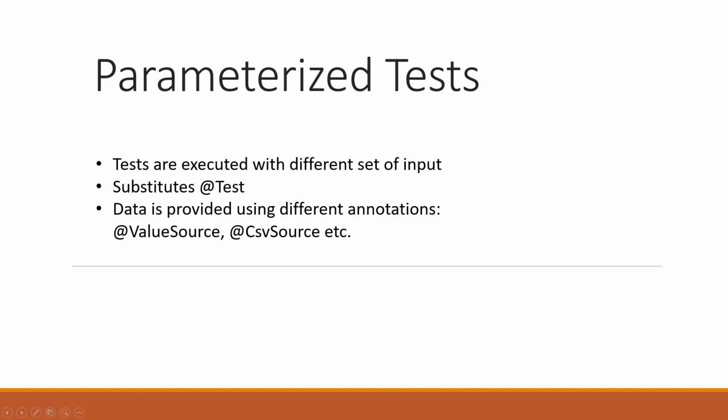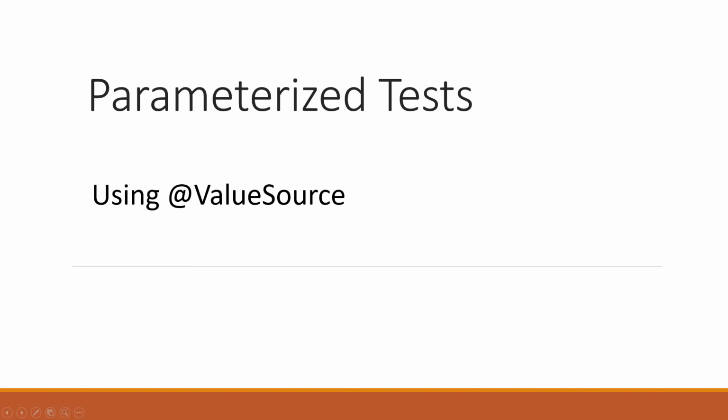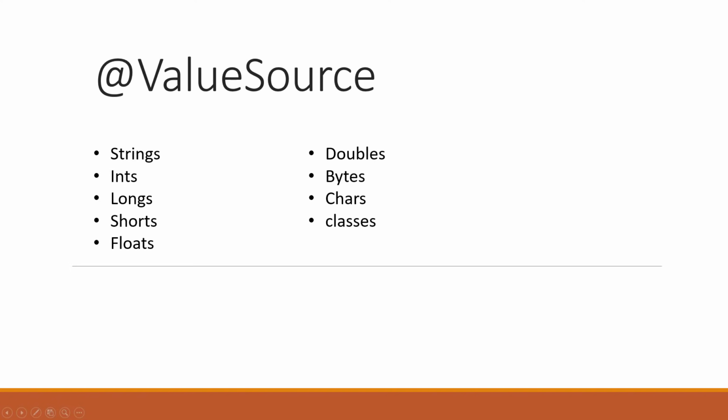So the first one is the value source annotation. By using this annotation, we can provide the input directly as a parameter value to the annotation. And the value source annotation supports different types of literal values like strings, int, double, float, etc. So you can see the complete list of supported values on the screen.